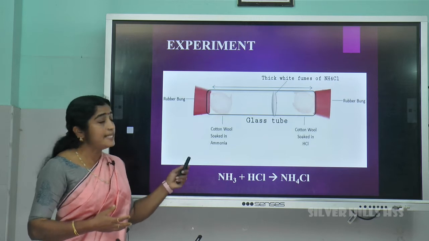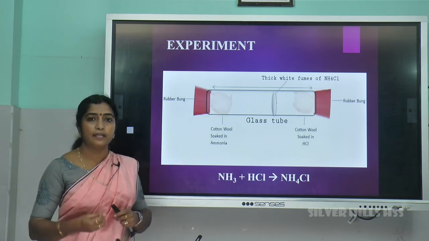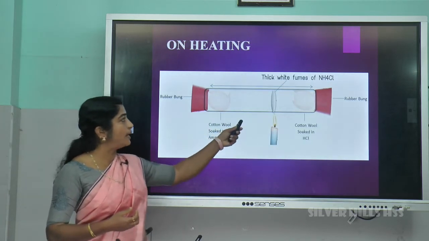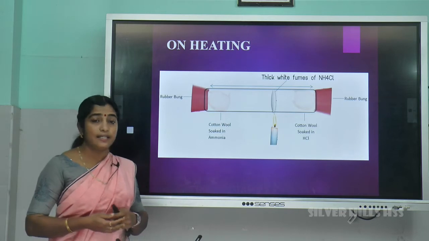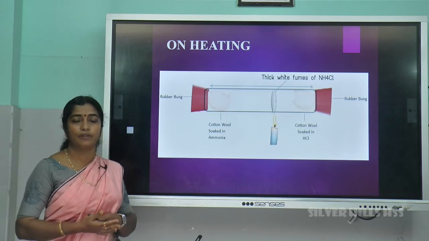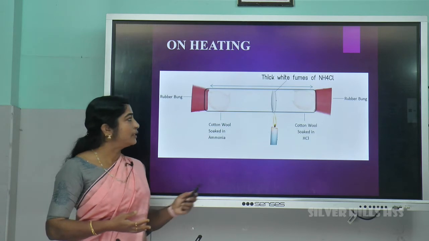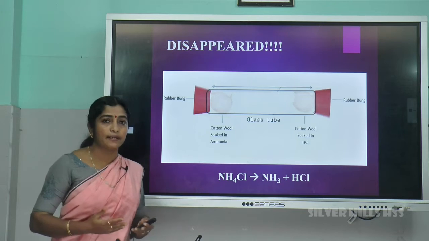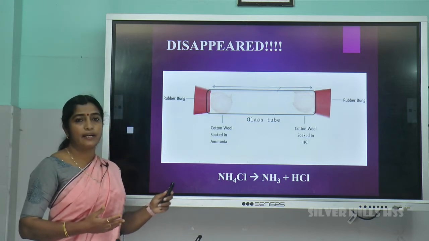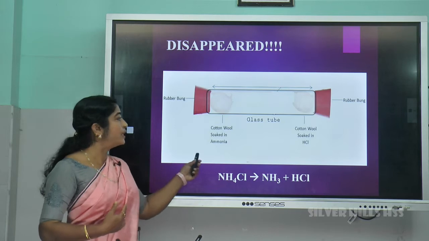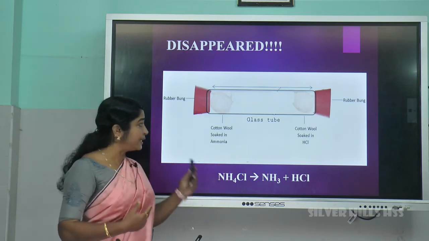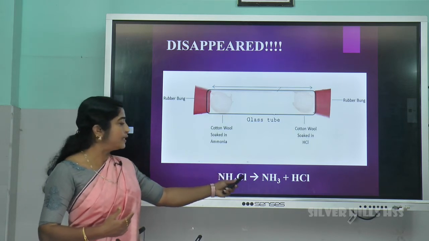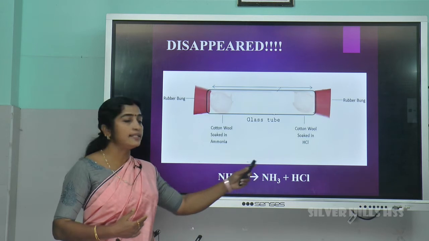After that, heat that ammonium chloride, the white fumes, using a burner. Let us see what happens on heating this ammonium chloride. On heating, you can see that the white fumes disappear. So, what happened? On heating, ammonium chloride decomposes back to ammonia and HCl. That reaction can be expressed as ammonium chloride decomposing to form ammonia and HCl.